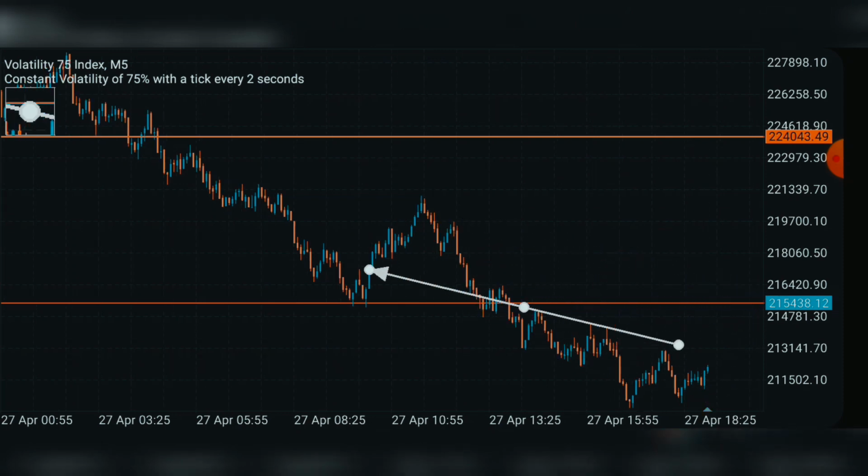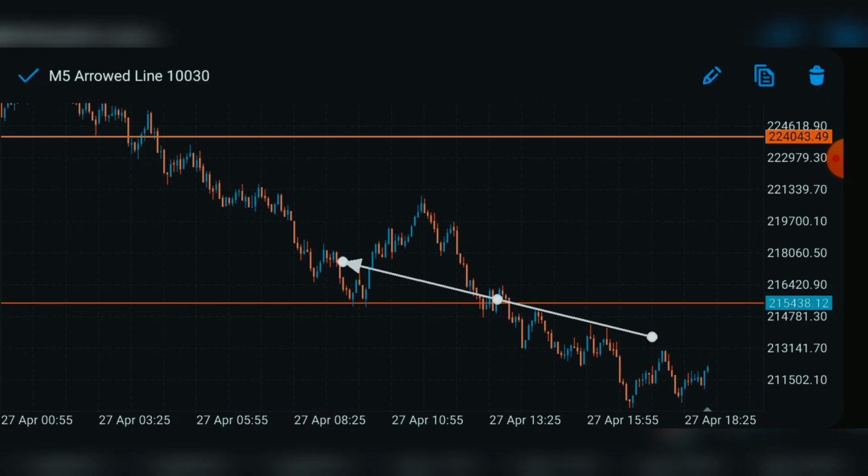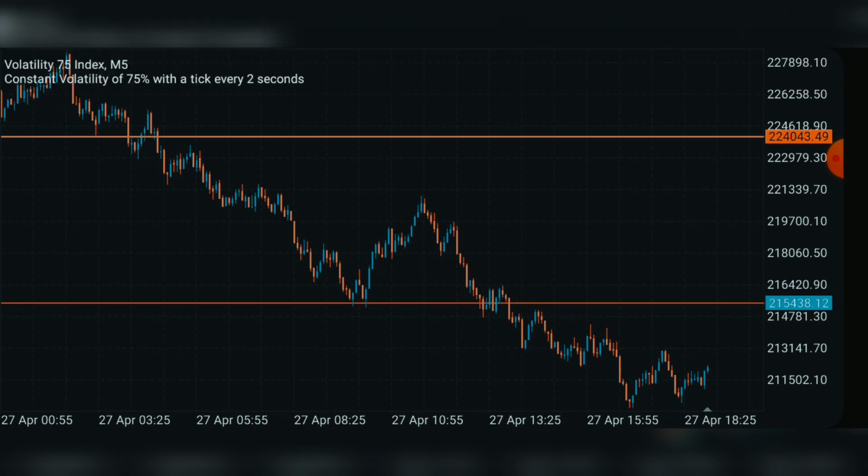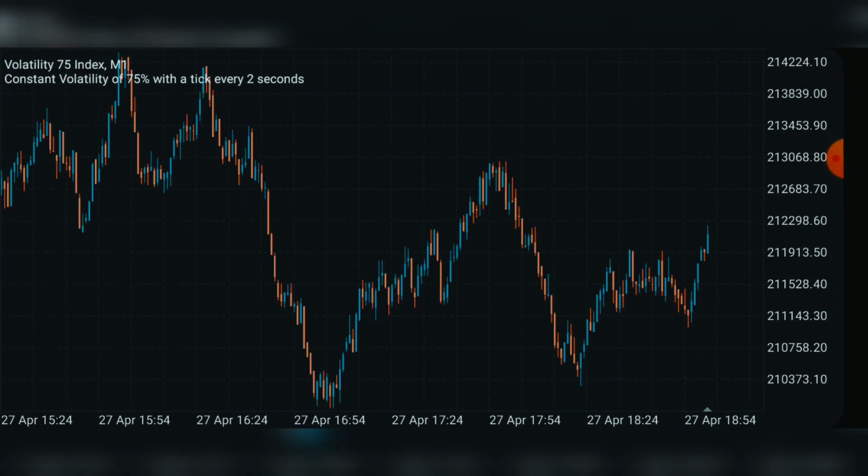And price came all the way down. So it's not that difficult, guys. It's just a matter of understanding the market. And let's go to the 1 minute time frame. All right, so this is the 1 minute time frame.